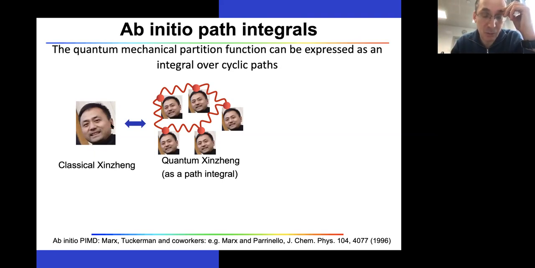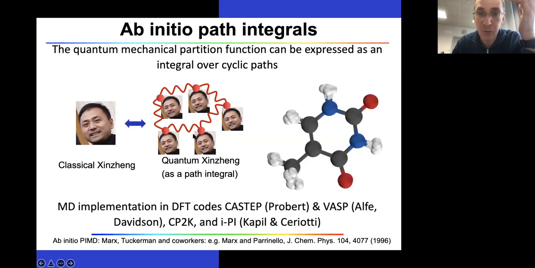This was one of the first people in our team, Singjin, who was involved with these path integral simulations. Essentially, if we want to represent Singjin as a quantum object, what we would do is have a series of classical replicas coupled through temperature and mass dependent spring constants.